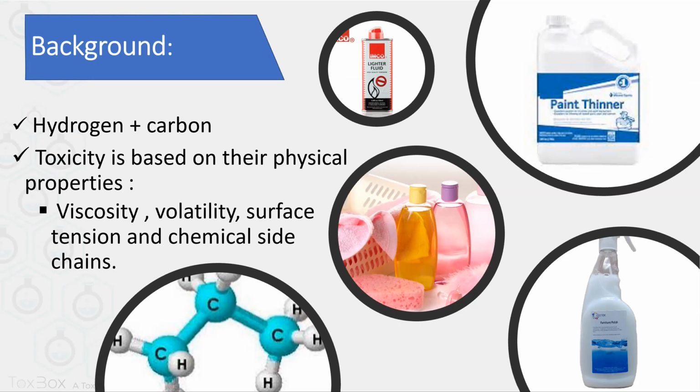The third feature is the surface tension, and surface tension is similar to viscosity. If the substance has low surface tension, it will cause more diffusion among the tissue, and also it will cause more pulmonary toxicity if it is in the lungs.